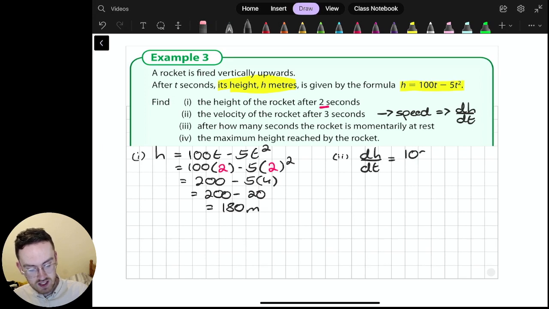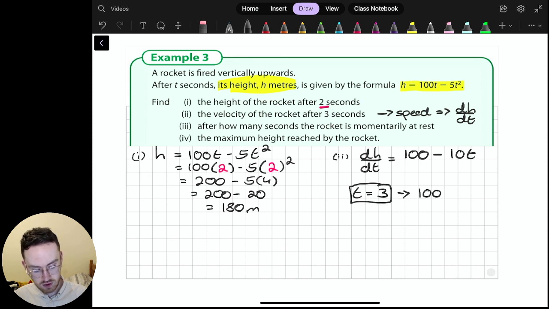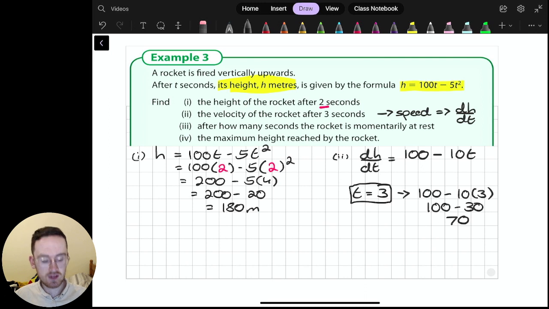the 100t just becomes 100. The minus 5t squared becomes minus 10t. And that's our velocity. Now we've been asked to find the velocity when t is equal to 3. So we can sub that in. 100 minus 10 by 3, 100 minus 30, and we get 70. That's our velocity, so 70 meters per second.